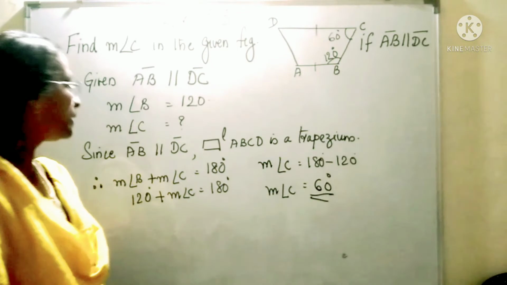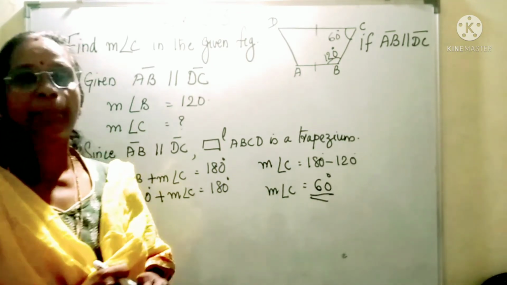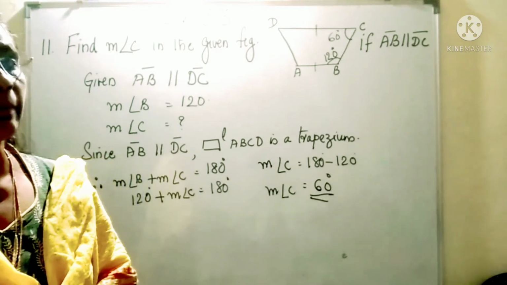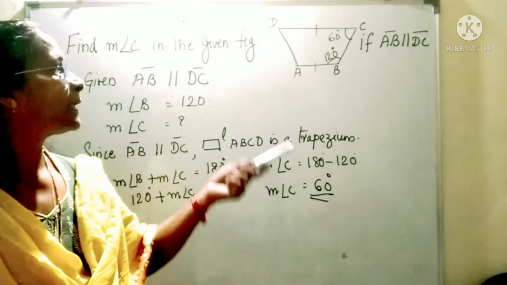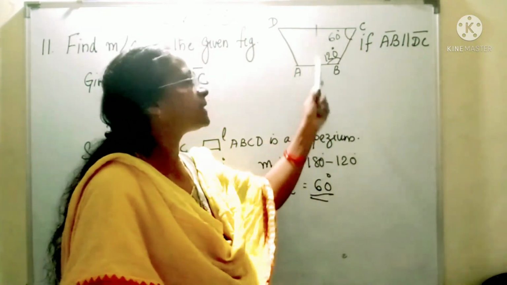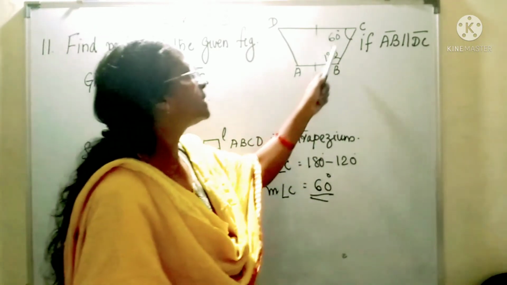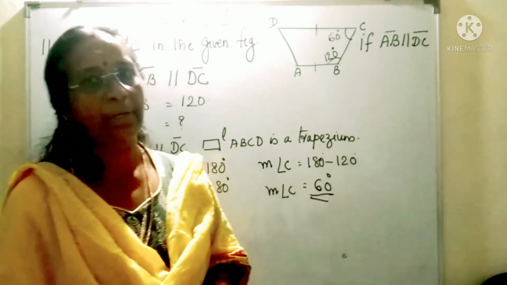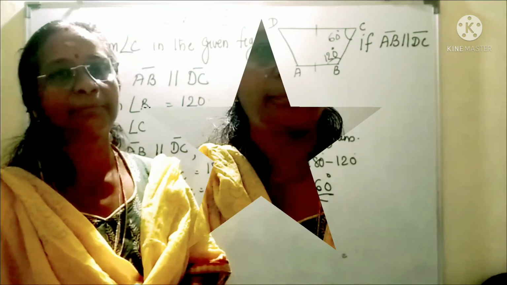So what is the reason? Adjacent angles of a trapezium are supplementary. So we are using only one concept here. Actually two concepts: if AB is parallel to DC, it is a trapezium. And if it is a trapezium, the adjacent angles are supplementary. Supplementary means their sum will be 180 degrees.